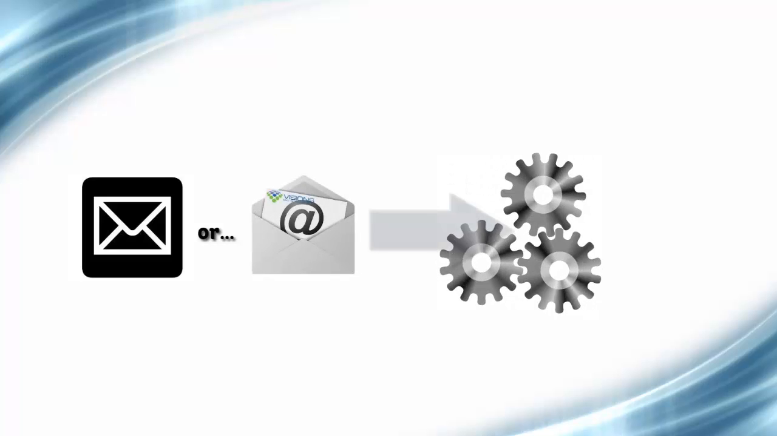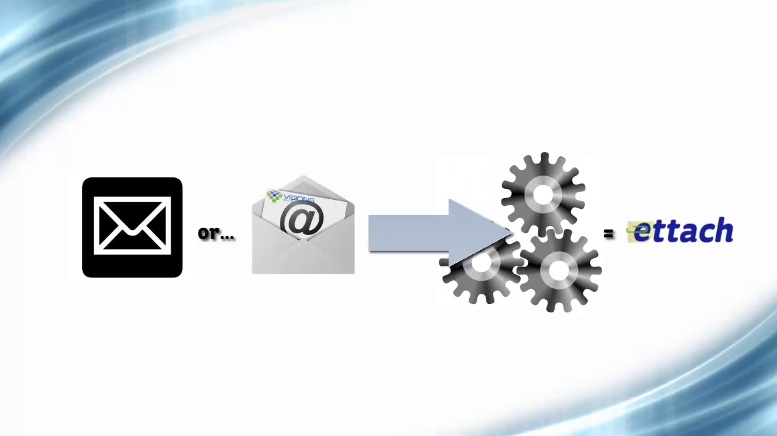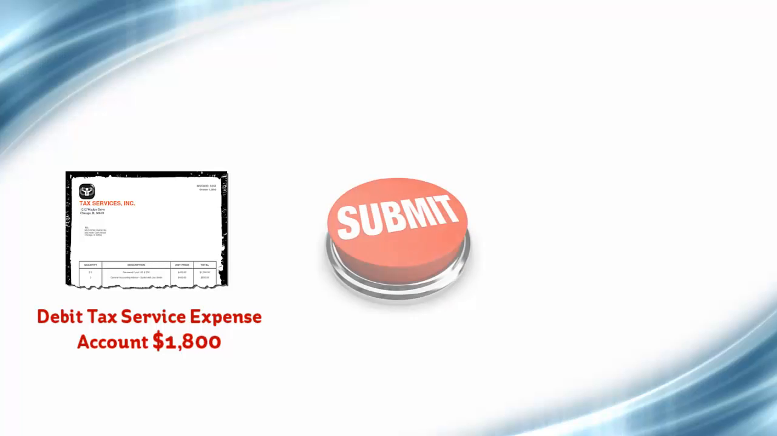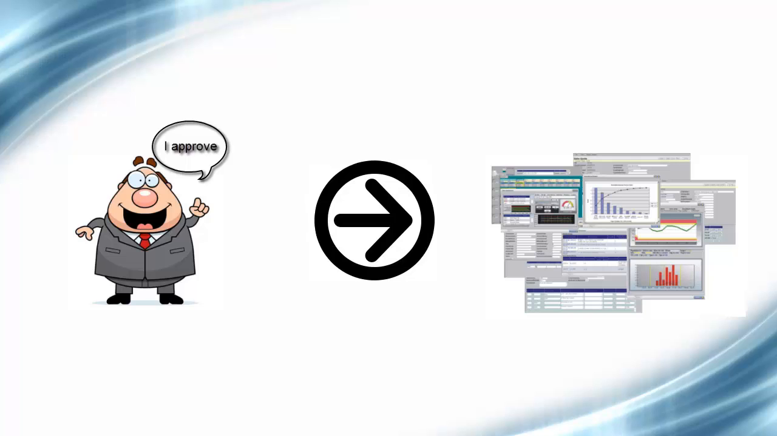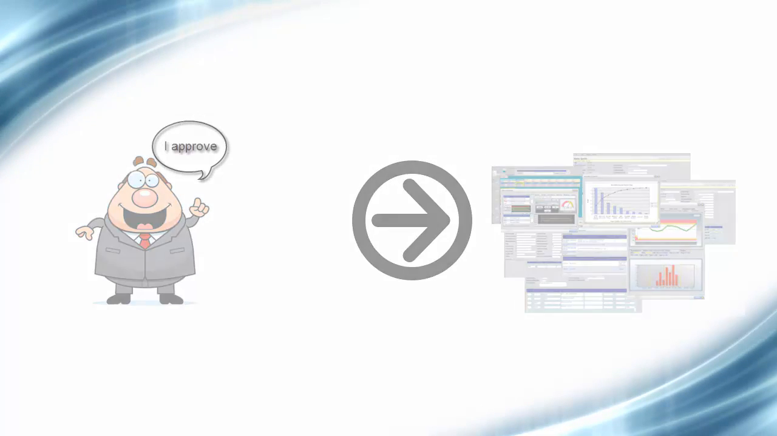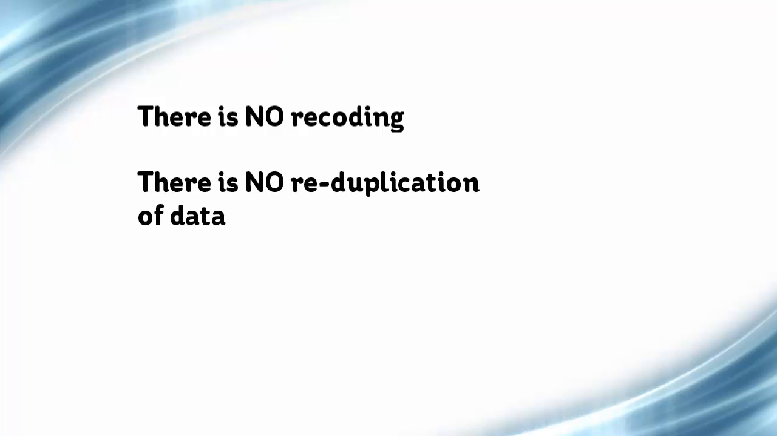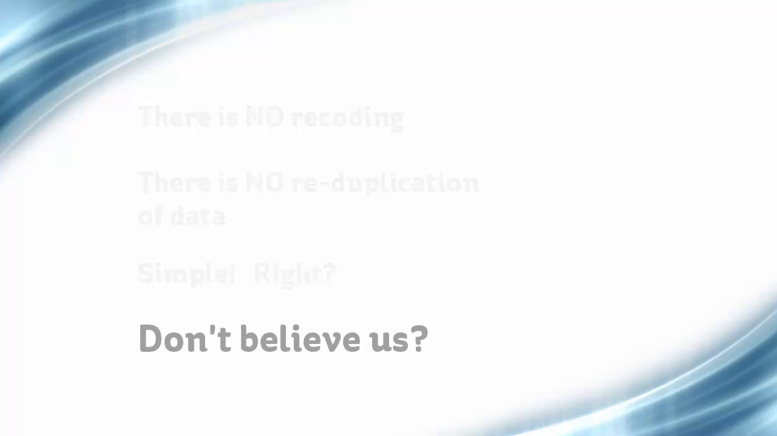Here's how it works. Invoices come in the mail or email and automatically get uploaded into Ettach. Once in Ettach, your AP employee codes the invoice from the on-screen image and submits it for approval. If the invoice gets approved, it automatically gets pushed into your ERP or accounting system. There is no recoding, there is no reduplication of data. Simple, right? Don't believe us?